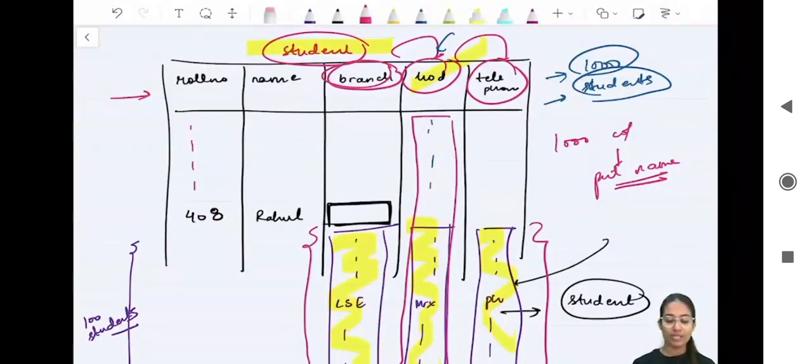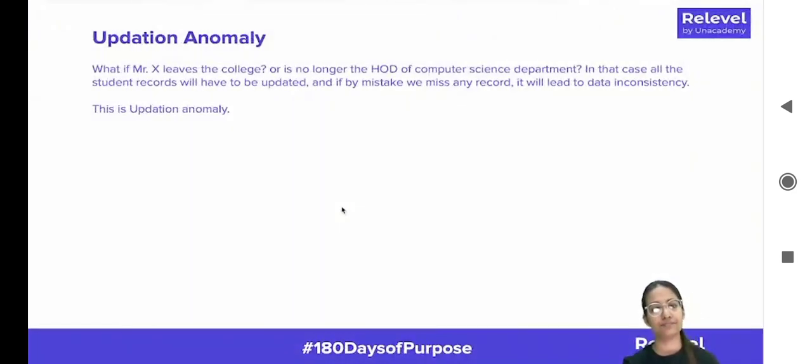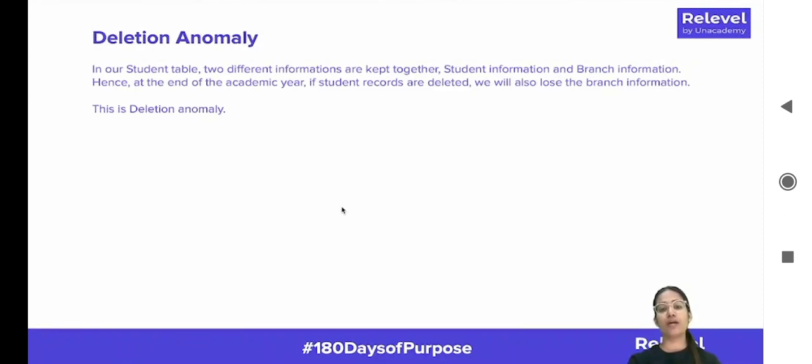And what if, let's say, you miss an entry for a student? What if for that student the HOD is still X and for all others the HOD is Y? That is data inconsistency. The data is not accurate, the data is not consistent. So this normalization, if not present, can lead to updation anomaly as well. And the third one is going to be deletion anomaly.